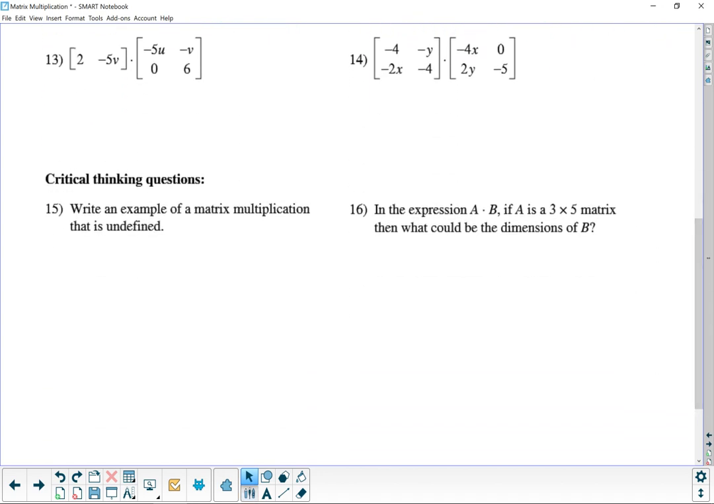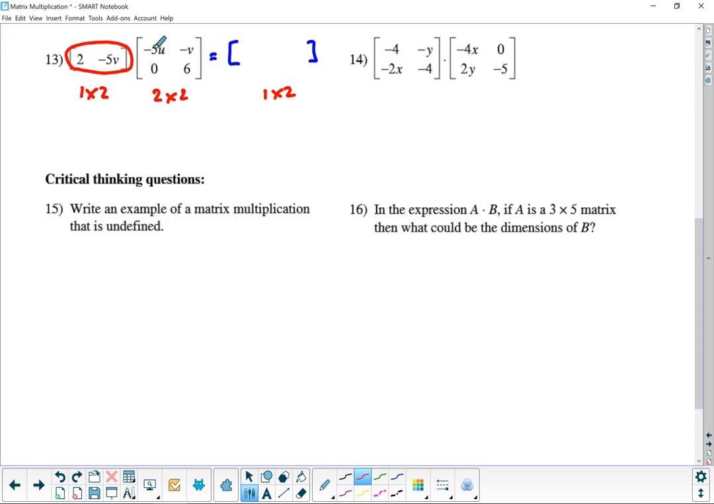All right. So hopefully these are fast. This is a 1 by 2 and 2 by 2. So you will get a 1 by 2 as an answer. So it's going to look like the first one. So I need rows and I need columns. So first entry.